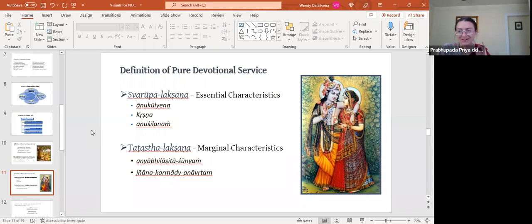It's Krishna, Akhila Rasamrita Murti, that Krishna. And it can also be Krishna's expansions, Krishna's paraphernalia, Krishna's abode, like Dham Seva, Krishna's deity, Krishna's devotees, Vaishnava Seva, that's all bhakti.